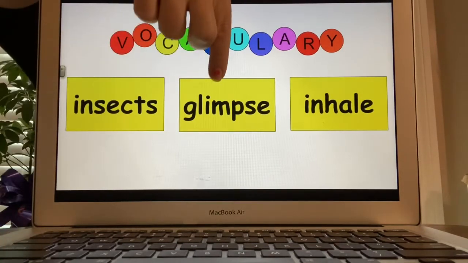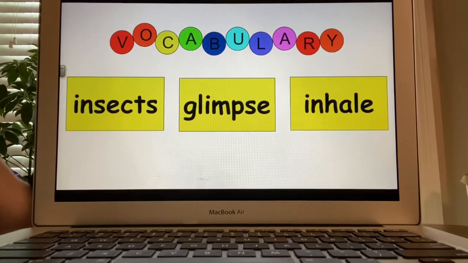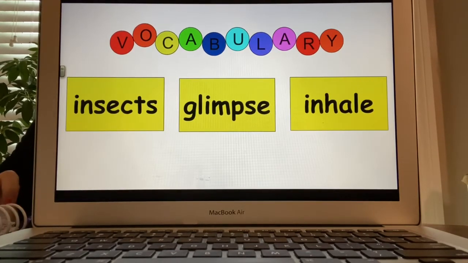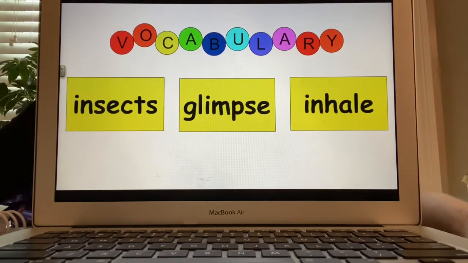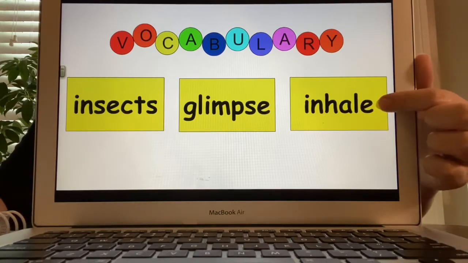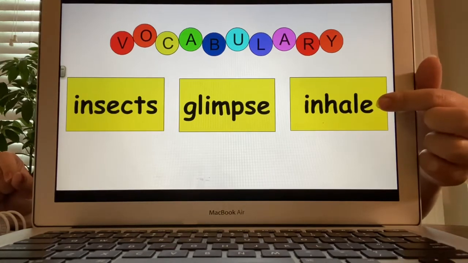Here's our next vocabulary word. The word is glimpse. Glimpse means a quick look. And the last vocabulary word is the word inhale. To breathe air into lungs. That's inhale. The doctor asked me to inhale slowly while she listened to my chest.